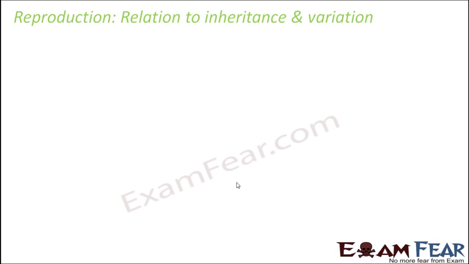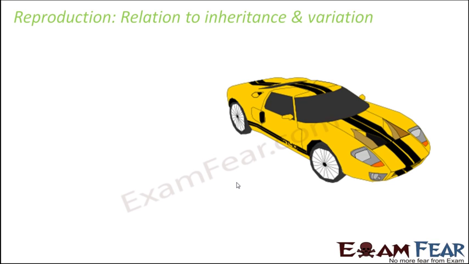Now let us quickly look at the relation between reproduction and inheritance and variation. So let us take an example in order to understand the concept of inheritance and variation in relation to reproduction. Now let us suppose you have to design a car. Let us suppose this is the car that needs to be designed. Now how do you think the car gets designed?